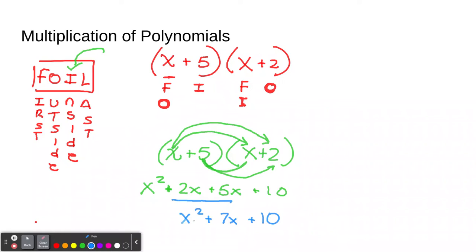All right, let's do another one. Let's clear this out. Let's do another one. So what if I did, and we use green, let's say x minus 2 times, let's say x plus 3. See if you can do that. Remember FOIL, the acronym, right? First, outside, inside, last. So what do you think we should do?